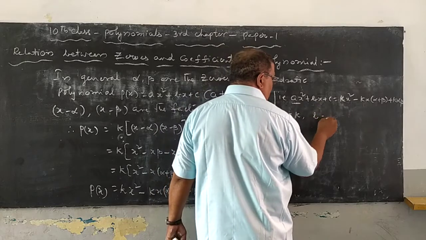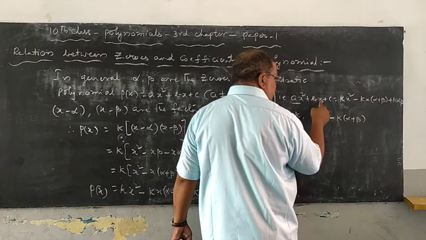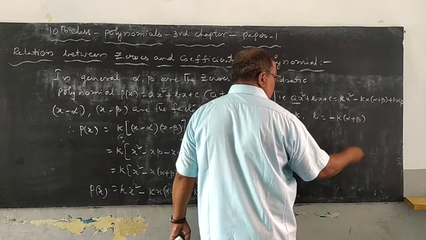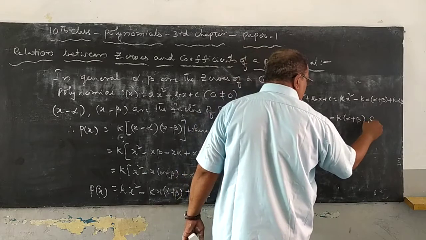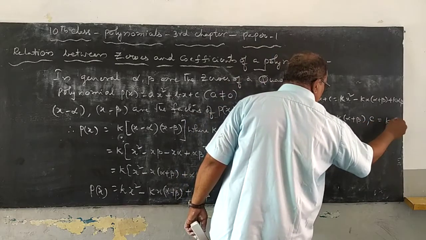Next, b is equal to minus k into alpha plus beta. Here x coefficient is b. Here x coefficient is k into alpha plus beta. Here constant term c is equal to k alpha beta.